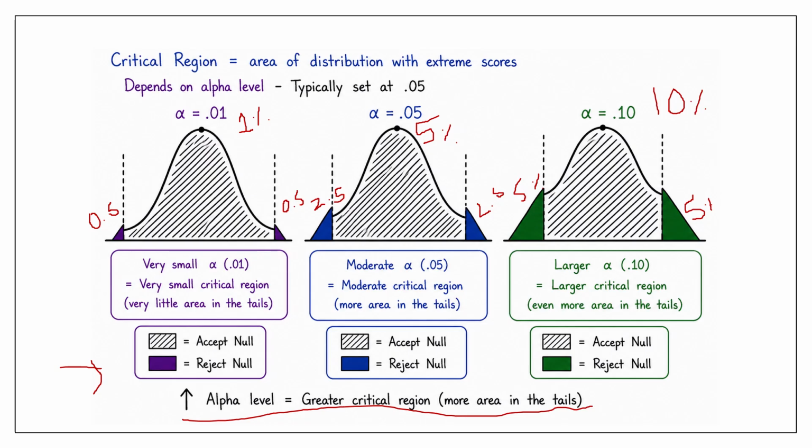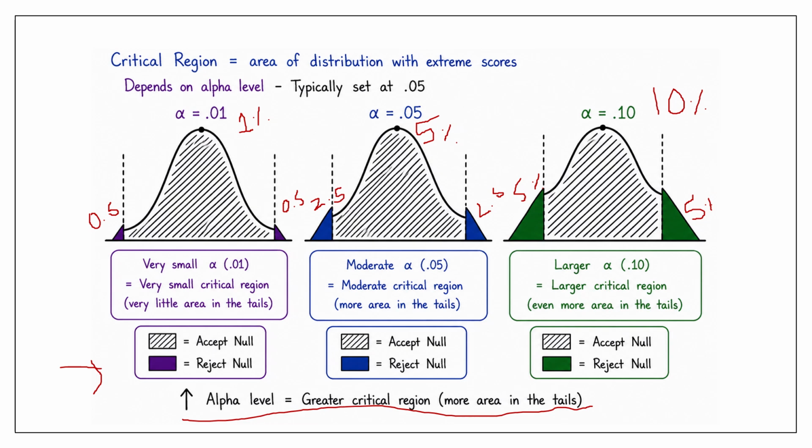So if it falls on the color areas that you can see, whether that is, I believe, purple, blue, or green, if it falls on those areas, we reject the null hypothesis because whatever statistic we found is so extreme that it most likely belongs to a different distribution, and thus the difference is statistically significant.